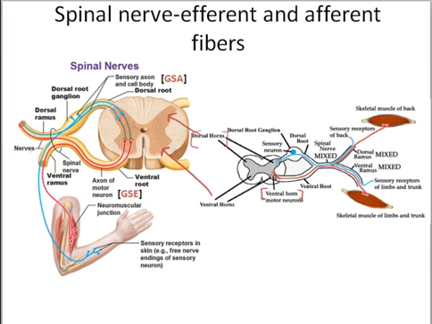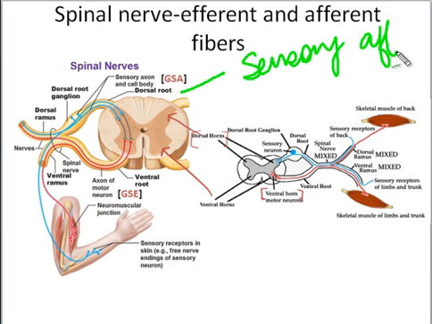So let's look at what happens in this. The first thing to remember is that the dorsal root is the sensory root. Sensory, or what is called afferent root. That means all sensory fibers have to enter through the dorsal root. The ventral root is called the motor root or efferent root. All fibers which are exiting the spinal cord will leave through the ventral root.